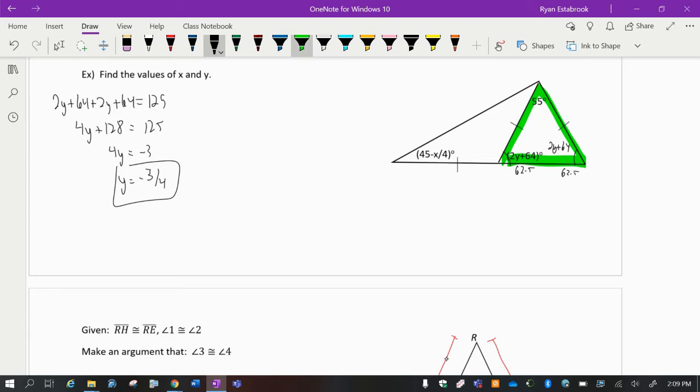And what I know here is that these two angles are going to be congruent to each other because we have another isosceles triangle. And this 62.5 forms a linear pair with this other angle. So 180 minus 62.5 is going to be 117.5 degrees. Together, all three of those angles in this non-highlighted triangle add up to 180. So if you take 180 minus that, it leaves you with 62.5 degrees to split evenly between those two angles.